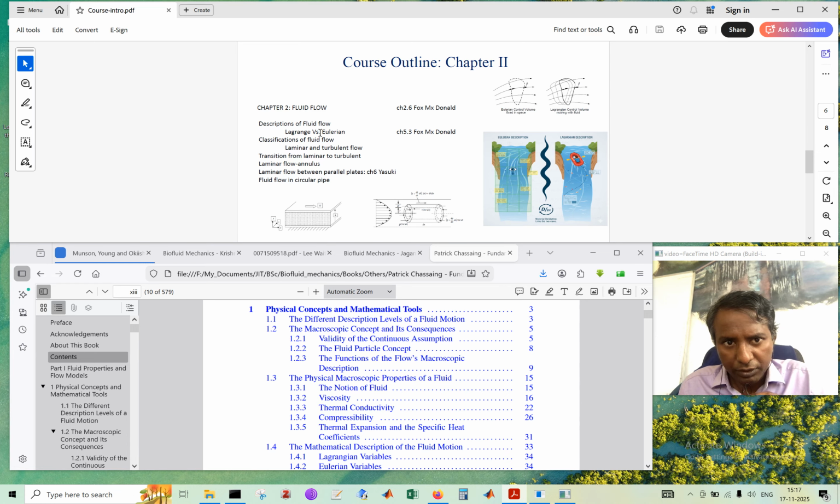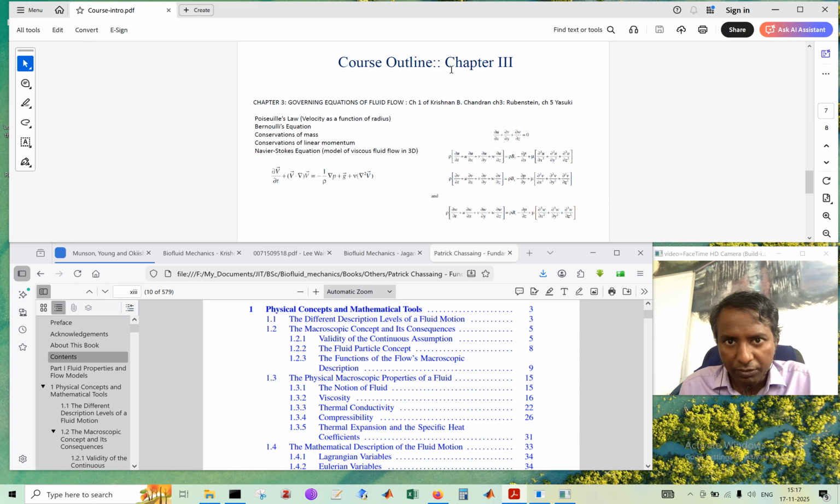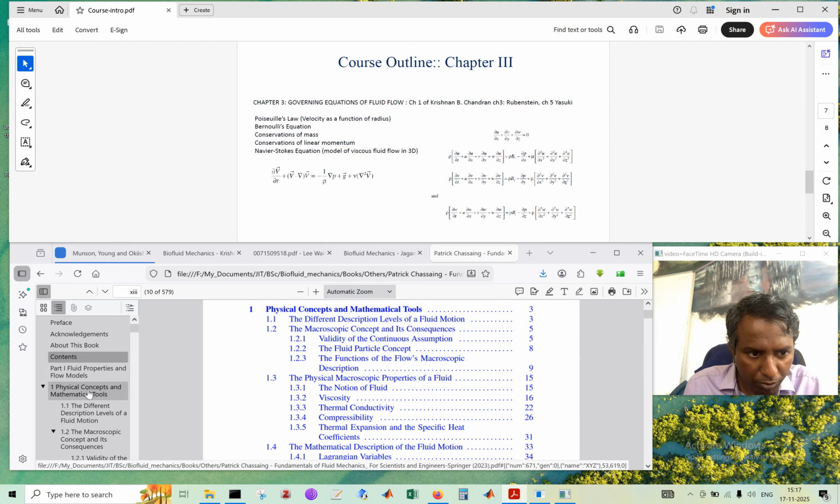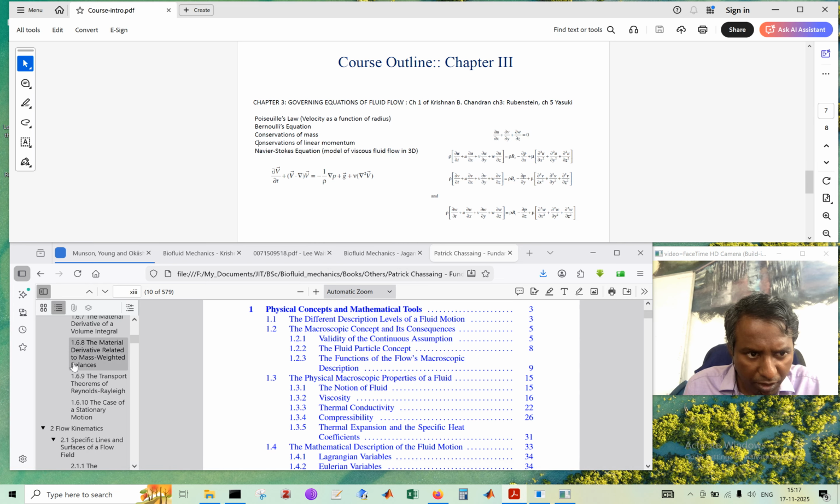In fact, I'll be teaching this chapter after chapter 3, because once you understand chapter 3 with all the governing equations, it becomes easier to follow the different types of flows. When it comes to governing equations, we have the conservation of mass, conservation of linear momentum, and finally we arrive at the Navier-Stokes equation. The book I'll be referring to is mostly Munson.